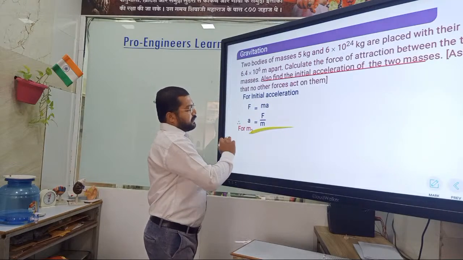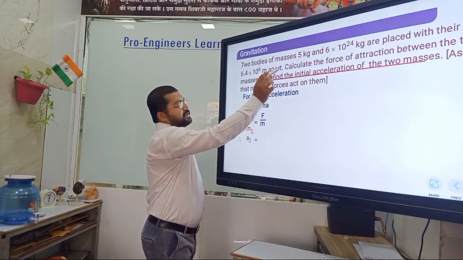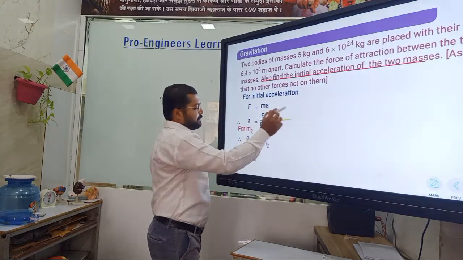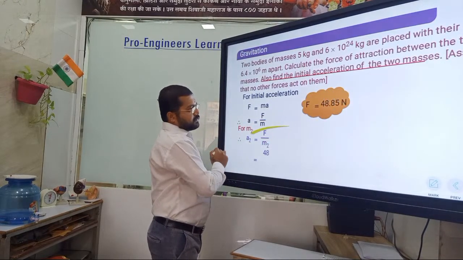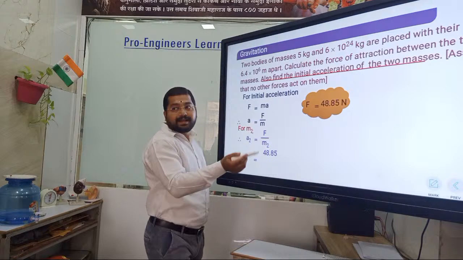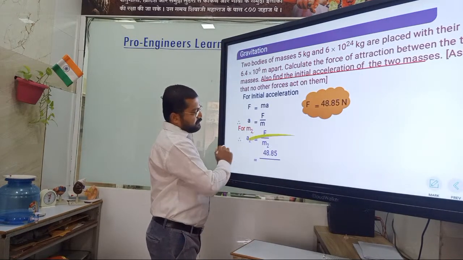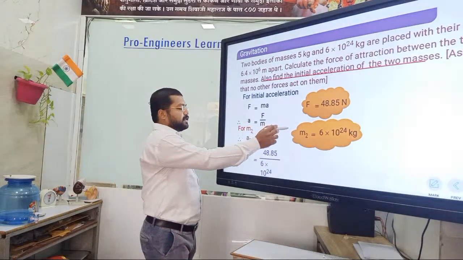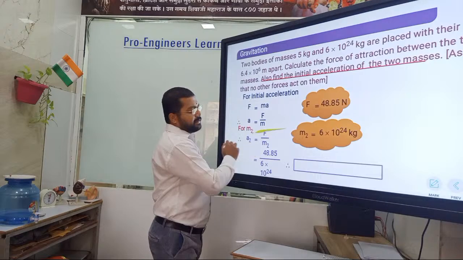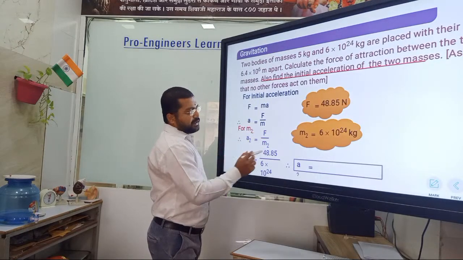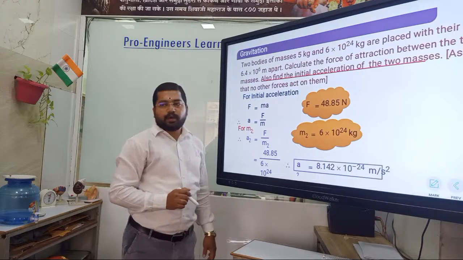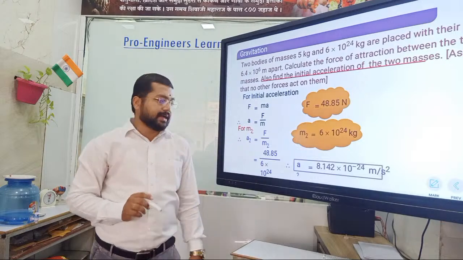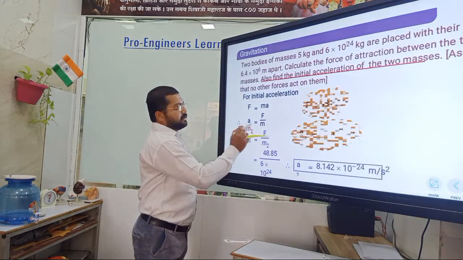And for M2, what is M2? 6 into 10 raised to 24 kg. The force remains the same. So the answer will be A2 equals 8.142 into 10 raised to minus 24 meter per second square. Right? Yes, sir.